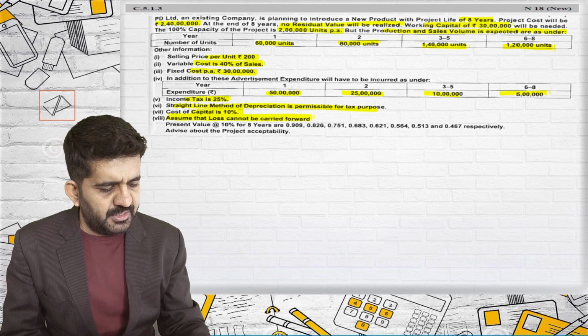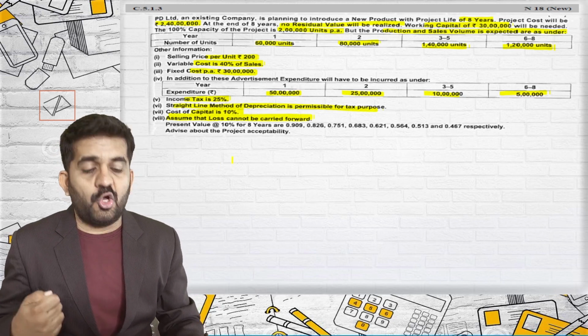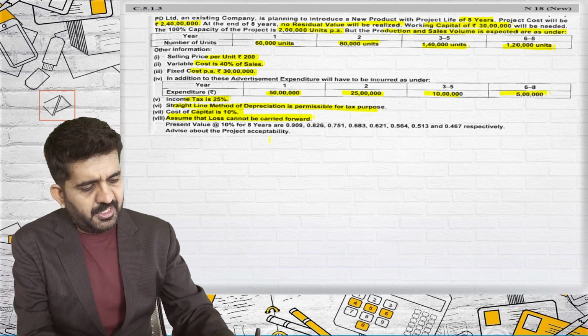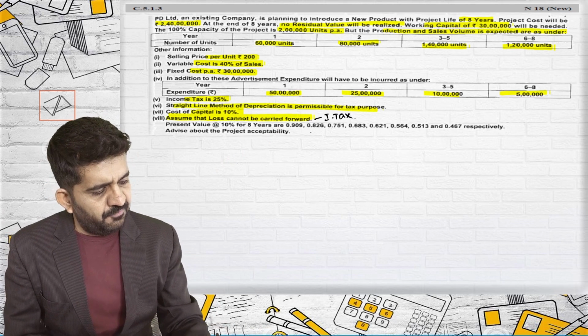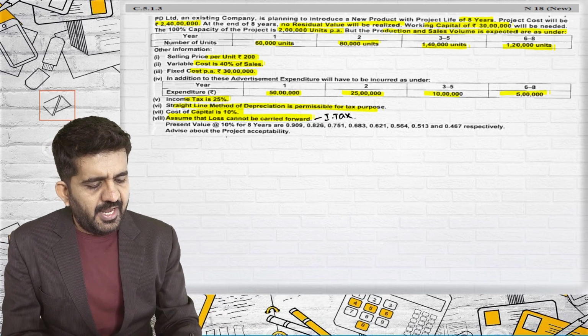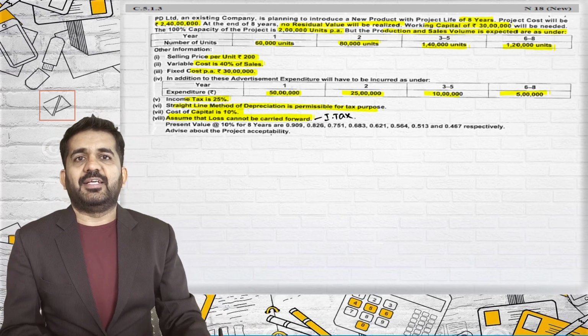I will explain this. Assume that loss cannot be carried forward. This is related to income tax. Present value factors at 10% are given respectively. Advise about the project acceptability.